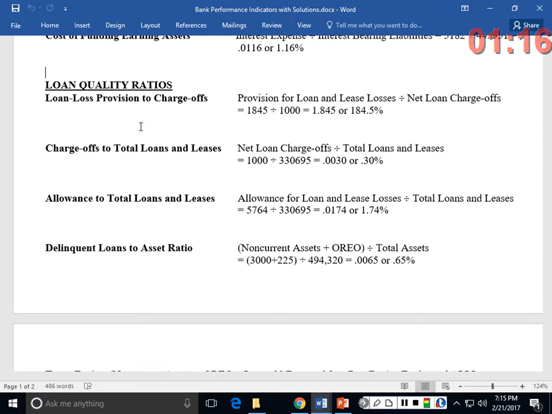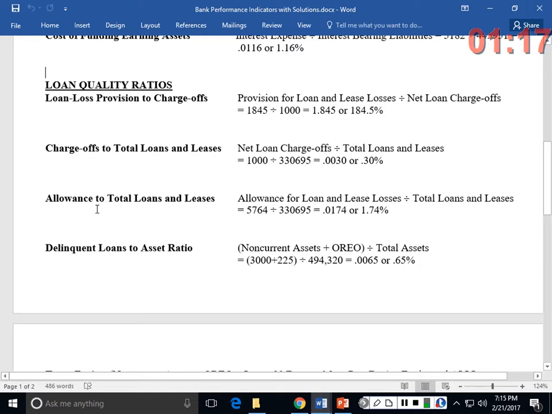So, loan loss provision to charge-offs. Now remember, the provision, this is on the income statement. This is how much you're setting aside each year. Charge-offs, as the name implies, are loans you've charged off your books. They're not paying, so you're charging them off. You're not going to be able to keep accruing interest income on those loans. So we've got 1845 divided by 1,000, 184.5%. Charge-offs to total loans and leases. So less than 1%, 0.3 of 1%.